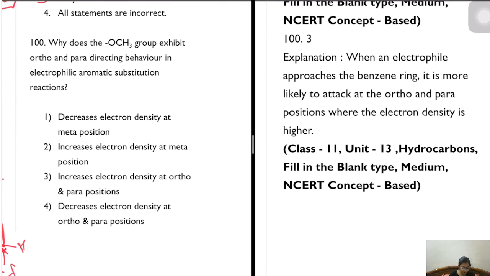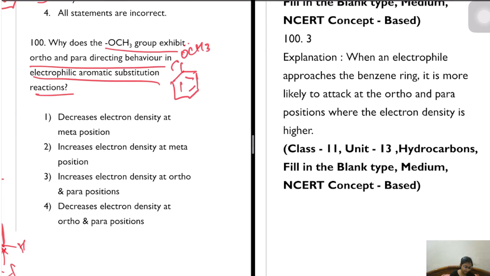Why does OCH3 group exhibit ortho and para behavior in electrophilic aromatic substitution? Now we know. I've already explained you many times. It is increasing the electron density in ortho and para, alright? When the negative charge is here, we have the double bond here. Then once it will be here, and then we'll have the negative charge here. Then it will go here, and we have negative charge here. So these are the positions we have our negative charge. So what it does, it increases electron density in ortho and para.